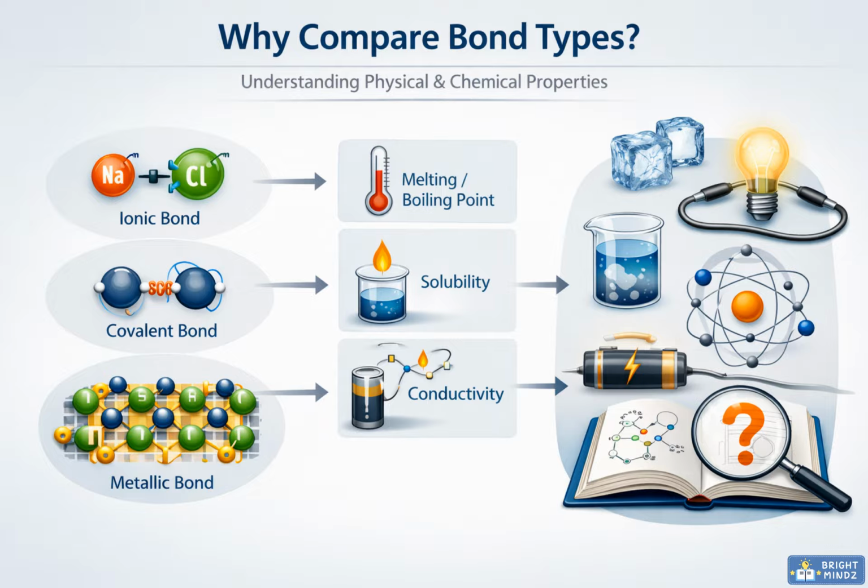Why compare bond types at all? Because the way atoms hold electrons affects how a substance behaves. It helps explain high melting points, solubility in water, and electrical conductivity. Once ionic, covalent, and metallic bonds are compared side by side, exam answers become much more logical.